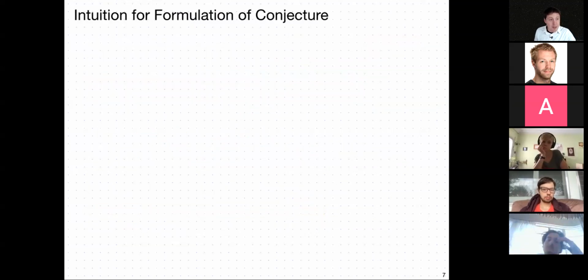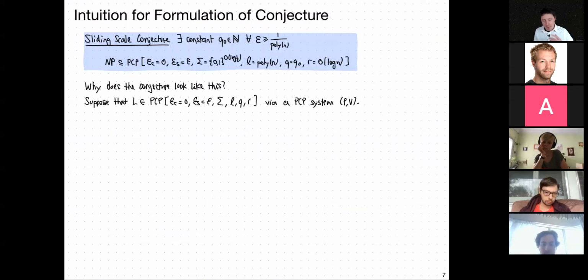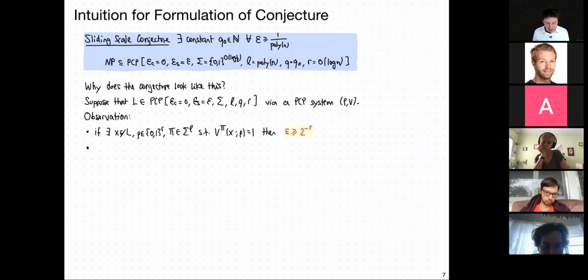All right, so let's talk about where this conjecture could come from. Why do we have such a limit? Why is that the right boundary for the parameters to make sense? So here I've copied it again. Now let's build some very basic intuition. Suppose you give me some PCP for some language with some parameters. Now we're going to make some observations. Let's say, for instance, that for this PCP, there is some instance not in the language, and some randomness, and some PCP where the verifier gets fooled. Okay?